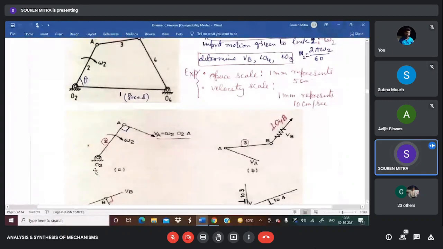So this is link 2, and this is its orientation. This value is theta. Omega 2 is given. So what is the velocity at A? A is a known point where the other link is connected. The velocity at A will obviously be perpendicular to O2A, because O2 is fixed and A is rotating about it. At any point on link O2A, the velocity is always perpendicular to it because it has pure rotation.